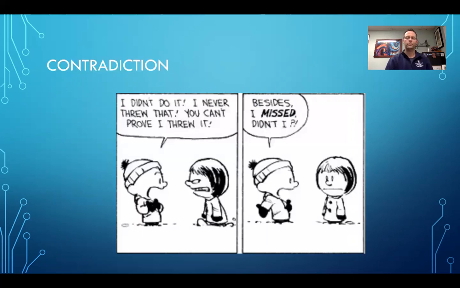Contradiction. You can see Calvin here. I didn't do it. I never threw it. You can't prove it. I threw it. Besides, I missed. I'm like, wait a second. I think you just contradicted yourself, right? Because if you missed, that implies you threw it, but you just said you didn't throw it. Sorry, Calvin.